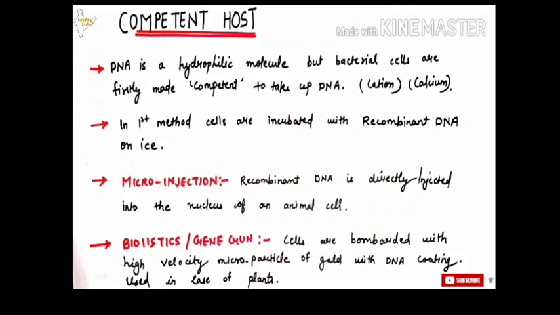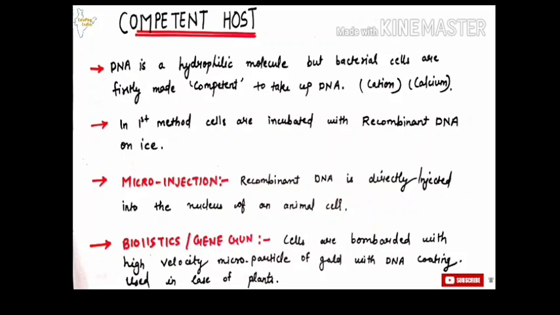The next technique is microinjection. This is very easy. Recombinant DNA is directly injected into the nucleus of the animal cell. This method is suitable for animal cells.